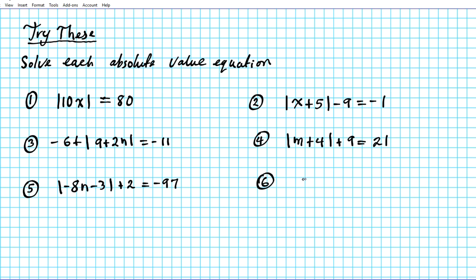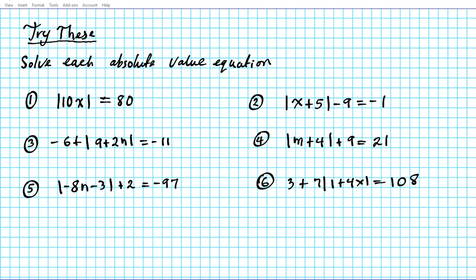And then number 6, 3 plus 7 times the absolute value of 1 plus 4x equals 108. Alright, so go ahead and click on the pause button on the video, try out these problems, and then when you're done, click on the playback button to see what the answers are.